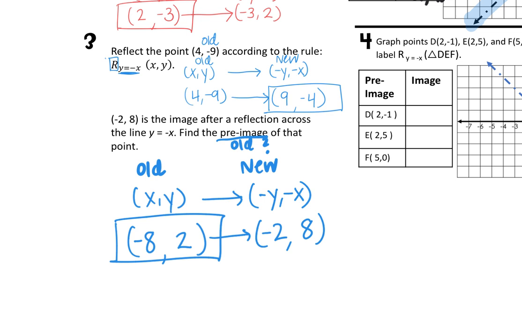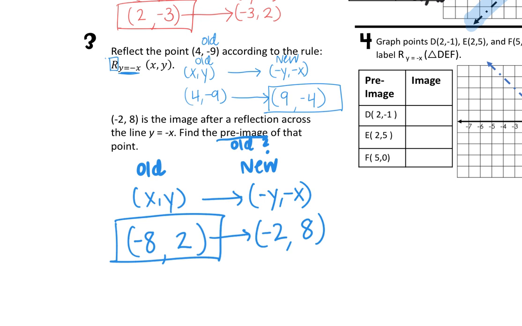Yo busco el punto original. Ok, me dieron el punto nuevo. Lo único que tengo que hacer es aplicar la regla, cambiar el signo y también cambiar las posiciones, ¿ok? So, el punto nuevo es -2,8 y yo busco el punto original.